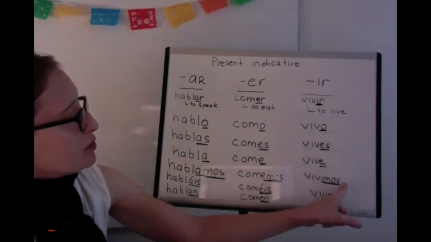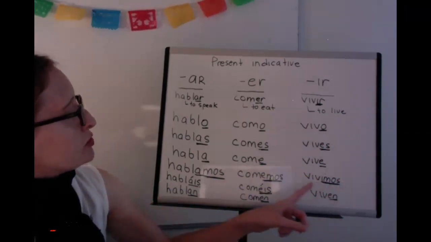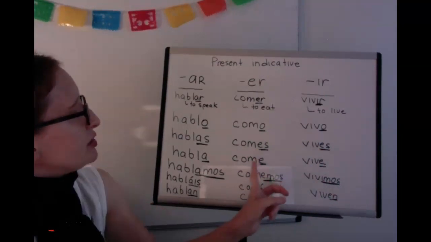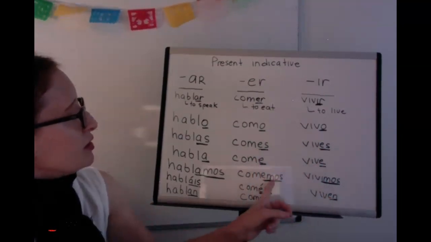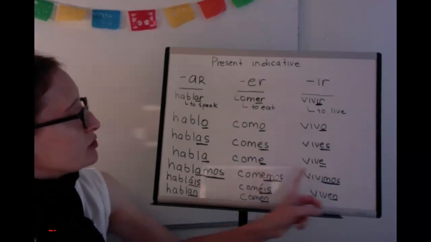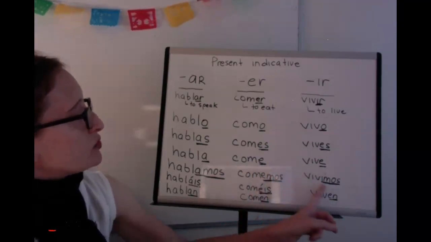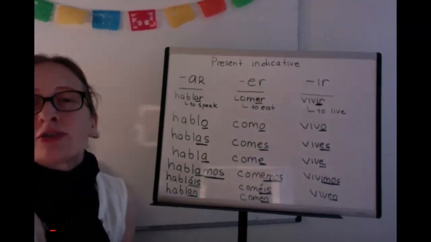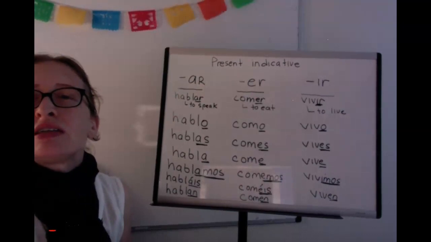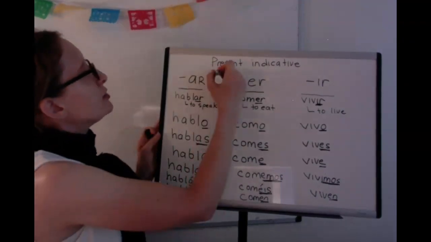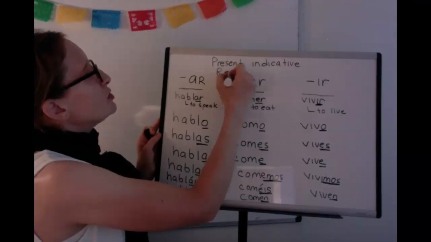O, es, e, imos, en. So a lot of similarities here, right? It's the same endings, except for nosotros. Emos, the E goes to an I. Emos goes to imos. So this is what is known as the present indicative conjugations, and I should also write, for regular verbs.